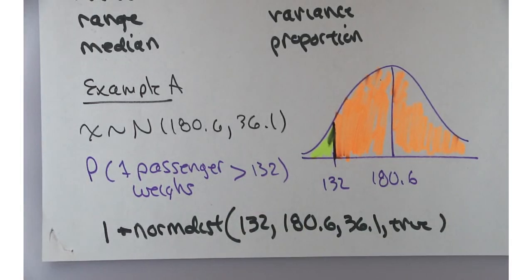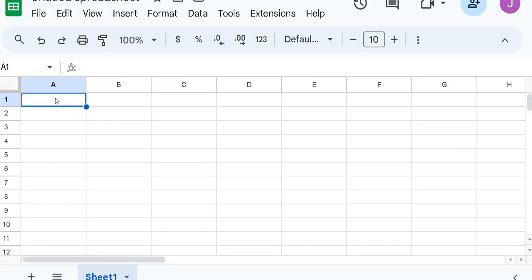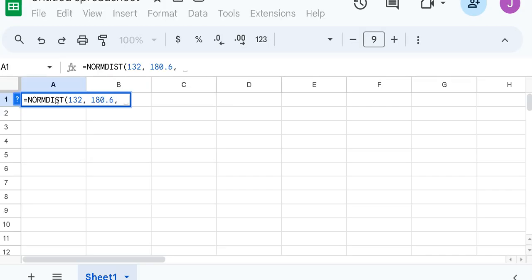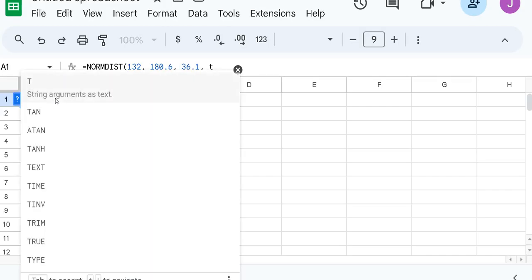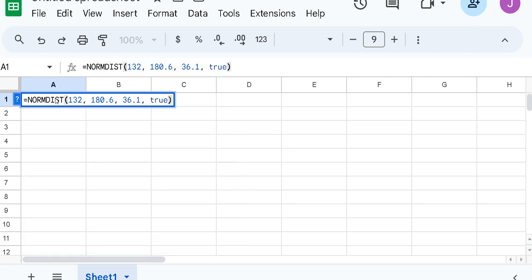Now, I'll do this in two steps here, just to show you what drawing this distribution can do for you. It can help you catch an error. And on the exam, please expect to draw, label, and shade like I have here. You don't have to bring in a colored marker if you don't want to. That's fine. So the first part of this, I'll do equals norm distribution, 132, 180.6, 36.1, true. So there's your command.